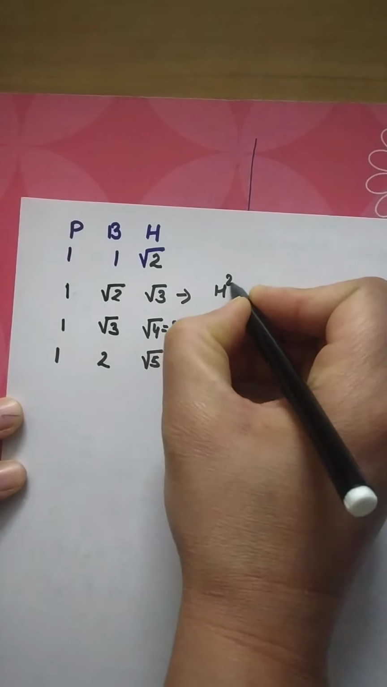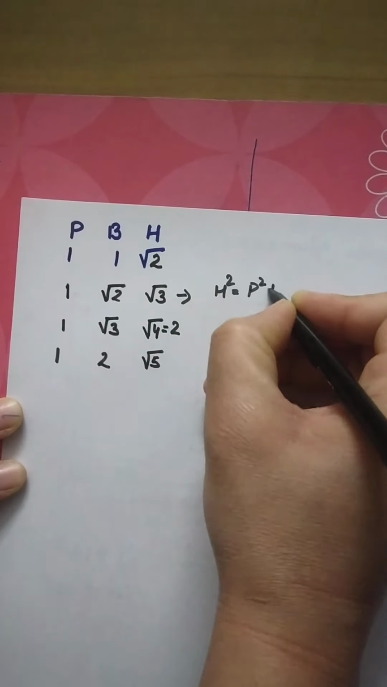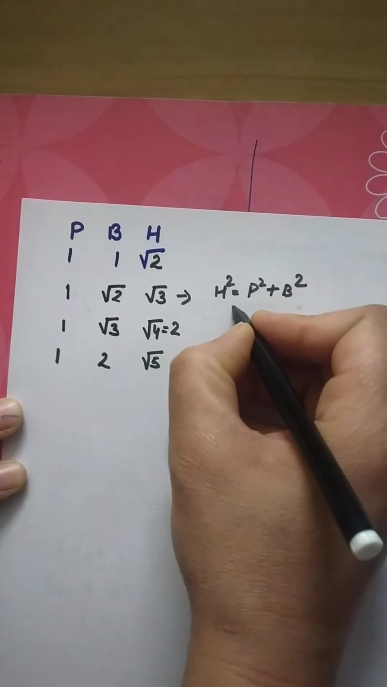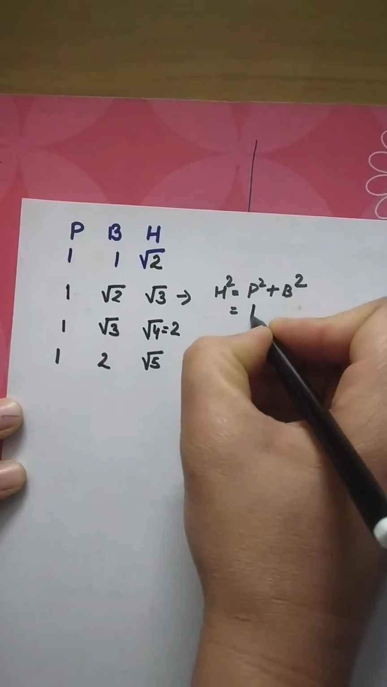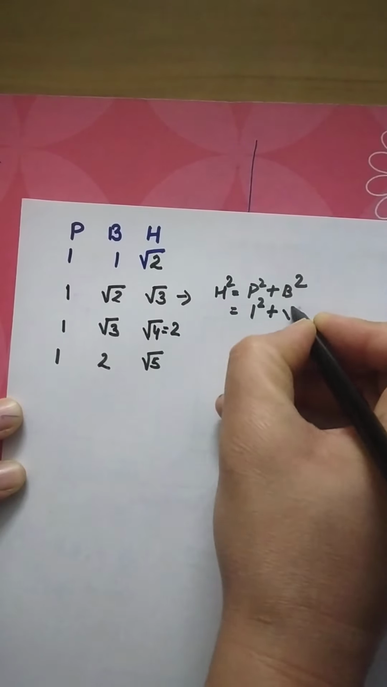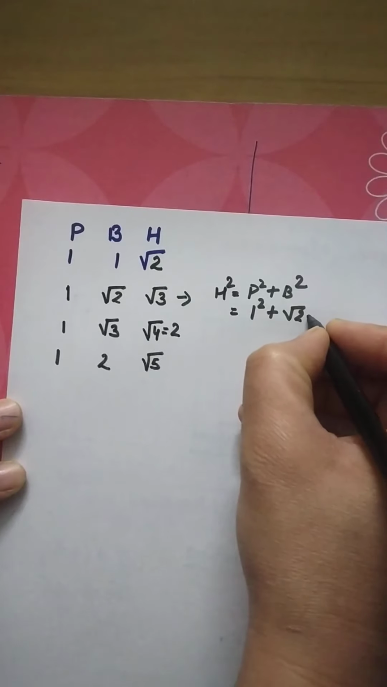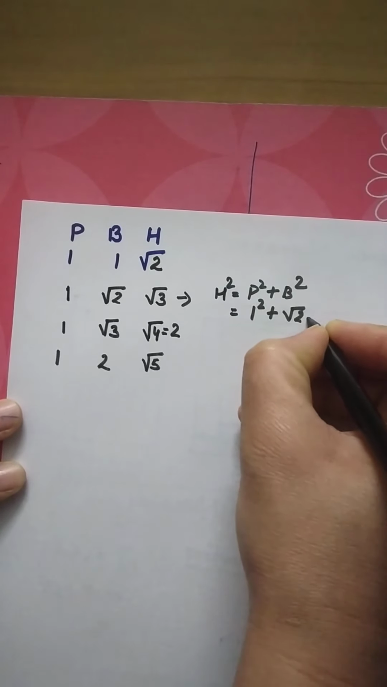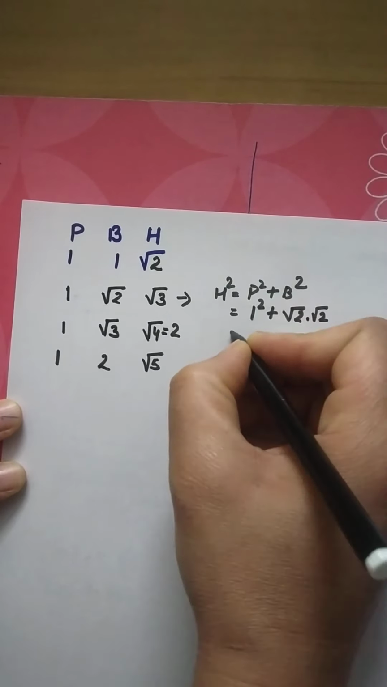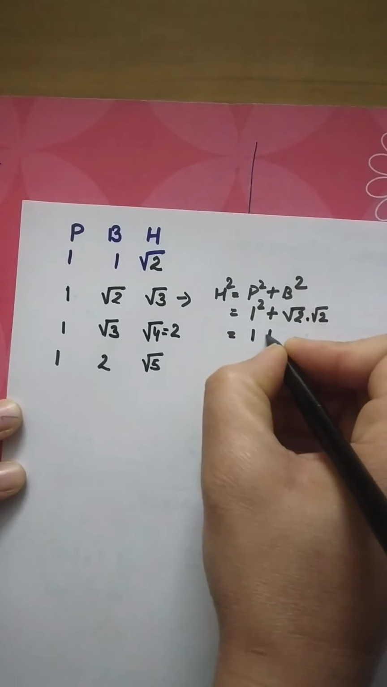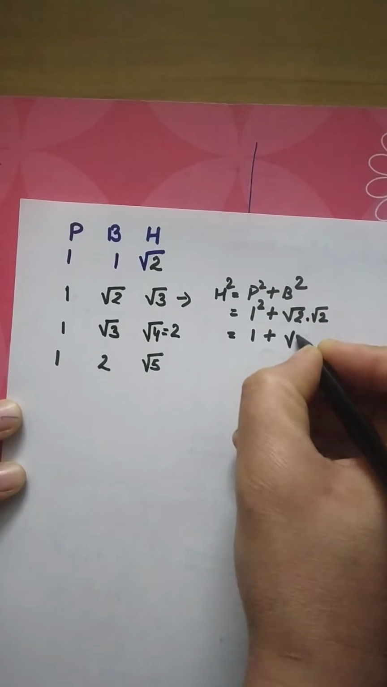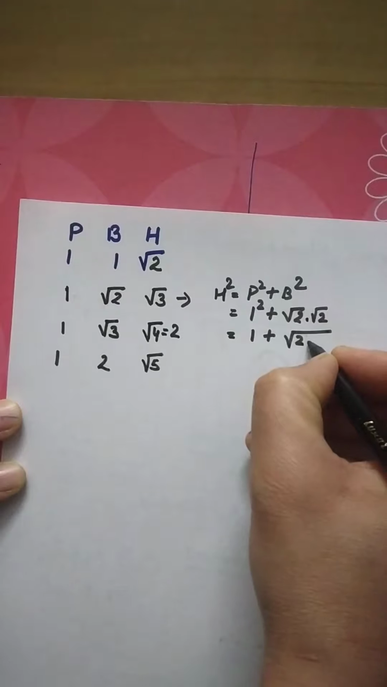H square equals P square plus B square. Your P is 1, so 1 square. B is root 2, so root 2 square. We have learnt the multiplication of irrational numbers. Root 2 square means root 2 into root 2. Multiplication is possible as we treat them as algebraic.